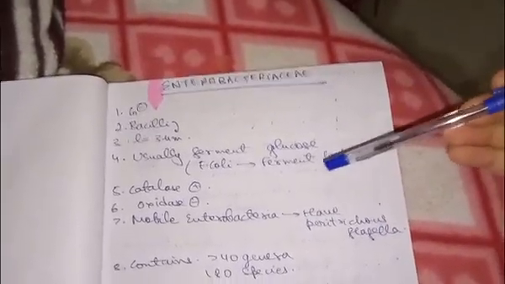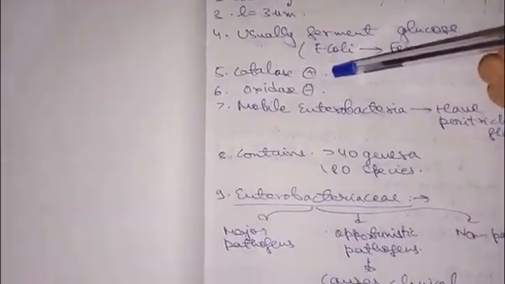Usually ferment glucose, but E. coli ferments lactose. Not only E. coli, other examples must also be there which ferment lactose, but E. coli is the most important example which ferments lactose. Okay, next it is catalase positive, oxidase negative.